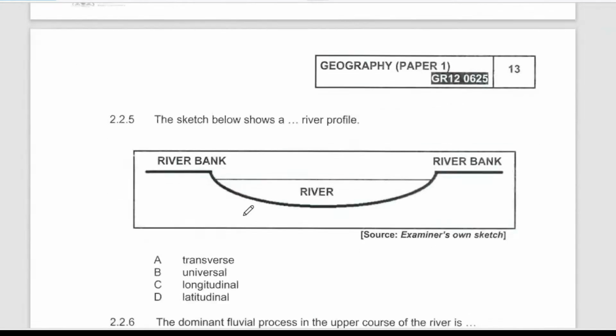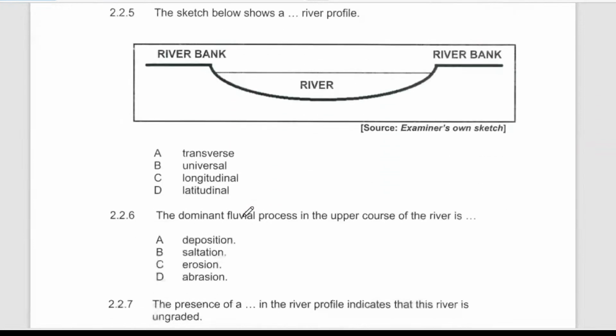The next question is saying, the sketch below shows an dash profile. Which kind of profile is this? If we check, the profile that we are being shown here is showing one bank and the other bank of the river. We are seeing the stretch of the river from one bank to the other bank. So ultimately, we have two profiles of the river. We have the longitudinal profile, and we have the cross profile.